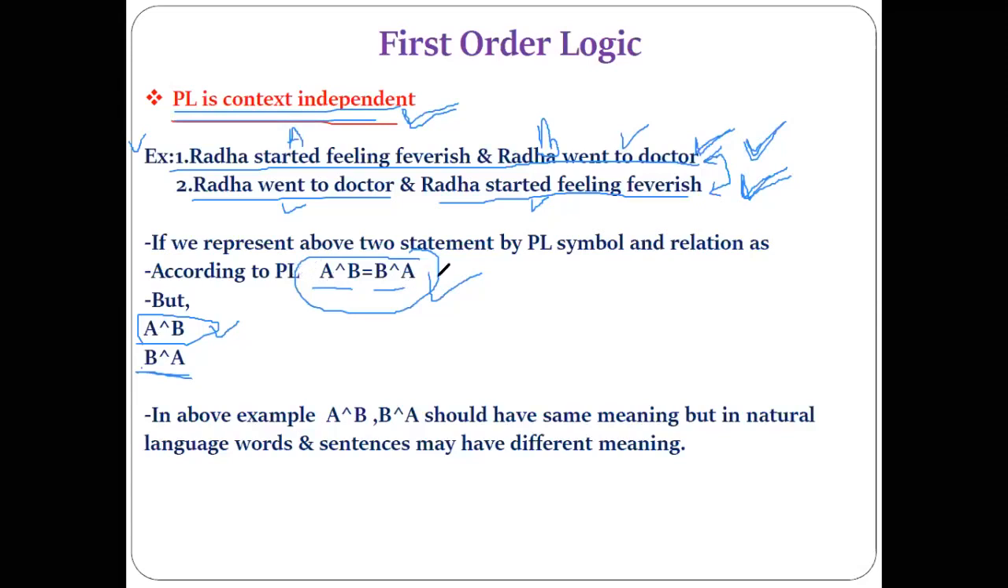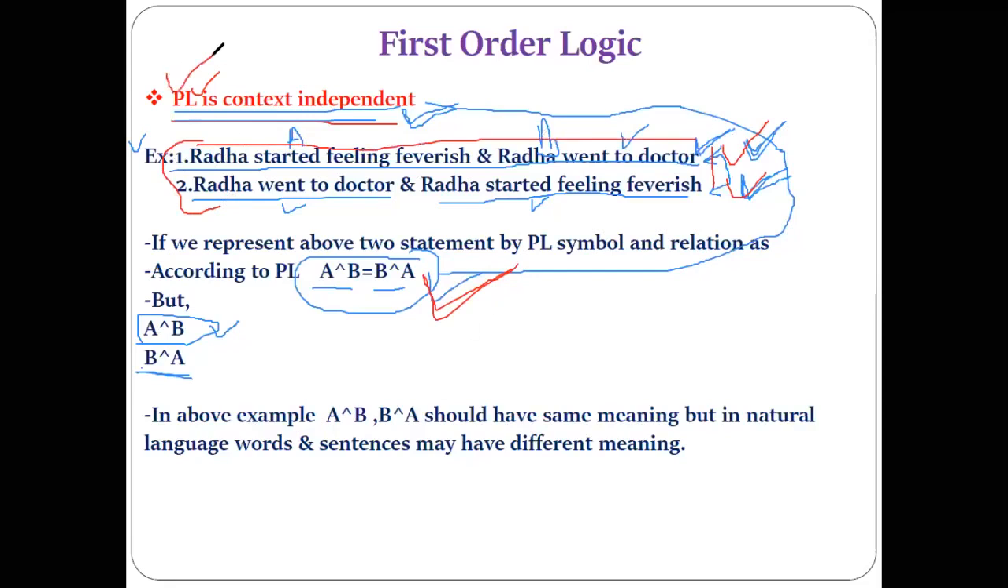And that is the reason I am saying that proposition logic is context independent. The context is different, but what proposition logic is saying is that the context is the same. So the meaning of these two statements is different, but proposition logic is saying no, the meaning is the same. So is it the correct way of representation? Are we getting the correct logic by using proposition logic if you have this kind of sentences? No, sir.